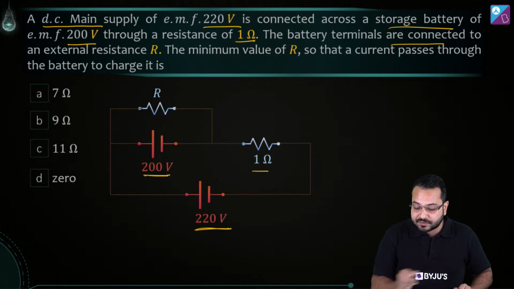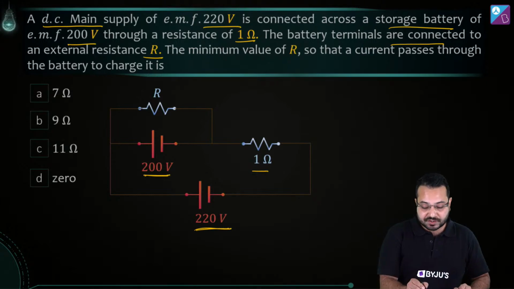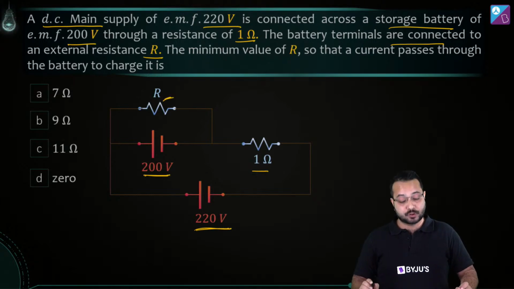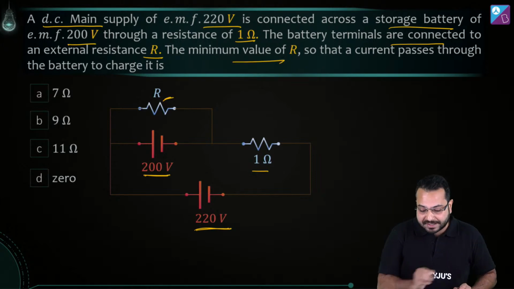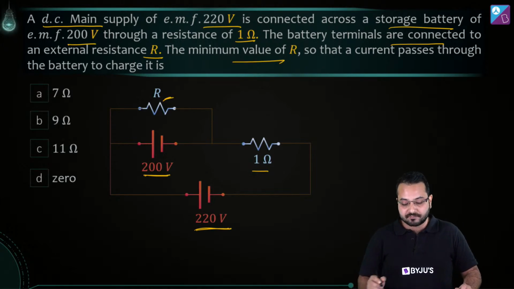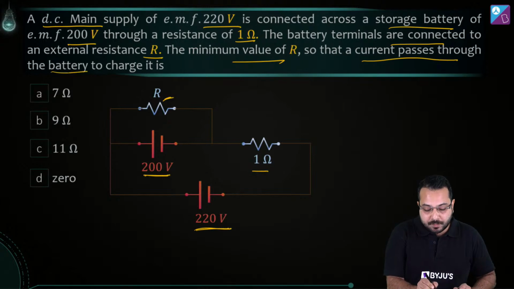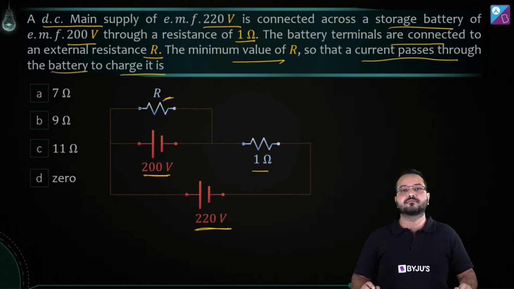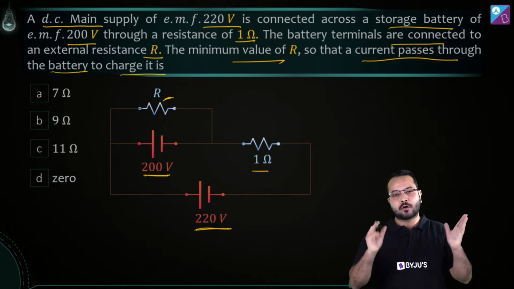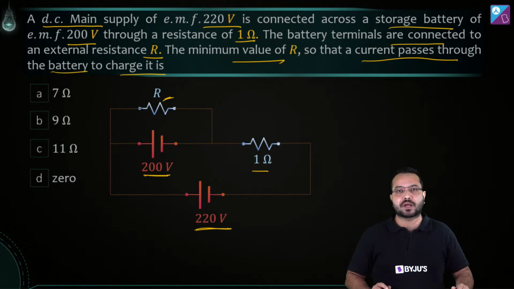Now the terminals of the battery are connected to an external resistance R. So this is our resistance R, which is connected to this battery. We need to find the minimum value of R so that the current passes through the battery to charge it. The current should pass through this battery in a manner so that it is charging the battery. Now is the question clear? Are you comfortable with the question?